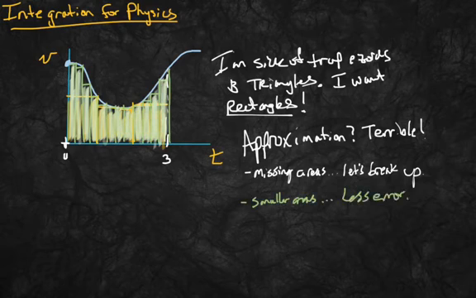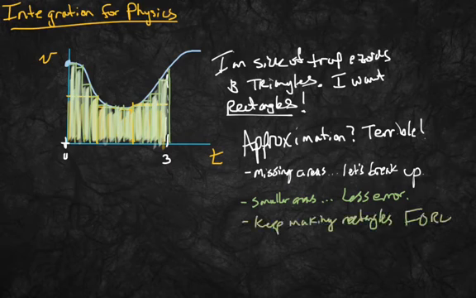And we find that the smaller the areas that we're adding together, the less error we're going to get in our approximation. Okay, so we keep making our rectangles smaller forever.